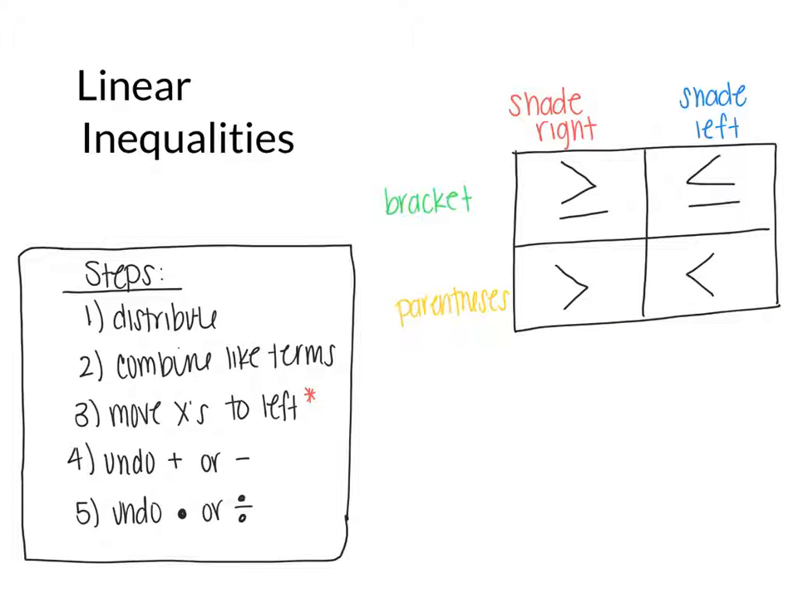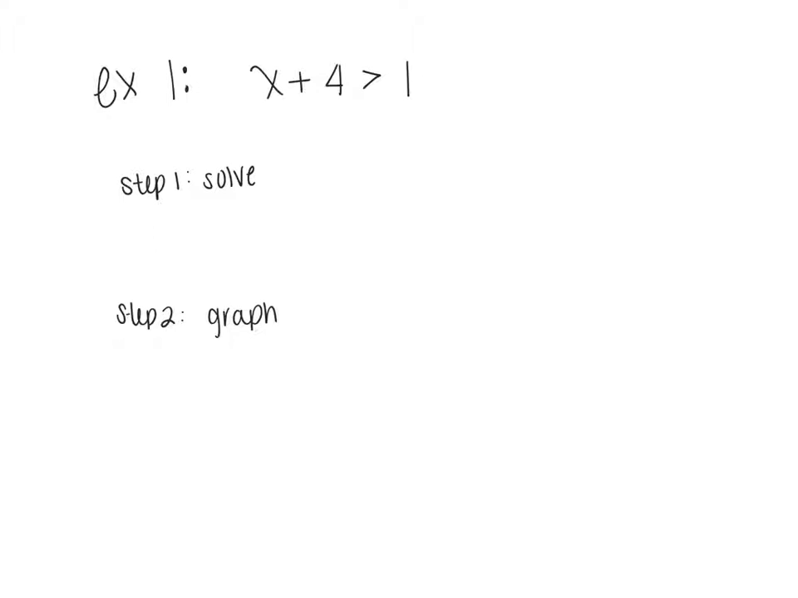If it is pointing to the right, what I mean by that is if you were to make that thing into an arrow, it would be pointing to the right, you're going to shade to the right. Same thing if it is pointing to the left, you're going to shade to the left. So let's do some examples. So here's your first example.